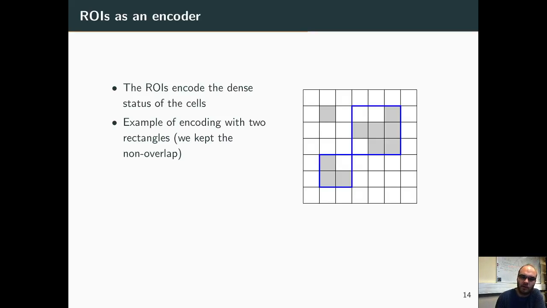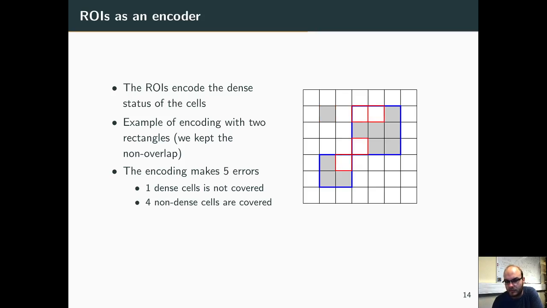We consider the region of interest as an encoding of the density of the cells in the grid. So for example, here you have two regions, two rectangles, and we say every cell in the rectangles is dense, and every cell outside the rectangles is not dense. But obviously this is not true. You have one dense cell that is not covered by the rectangles, and four non-dense cells that are covered by the rectangles. You want to find an encoding with as few errors as possible.